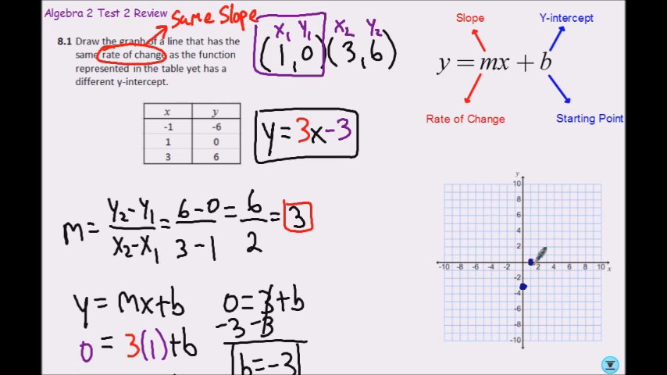And then, if you don't have a ruler, which I don't at the moment, the thing with slope is that what makes it a line is the fact that the slope, the rate of change, is constant. So if I don't have a ruler, I could just keep going up 3 over 1, 3 over 1, 3 over 1.